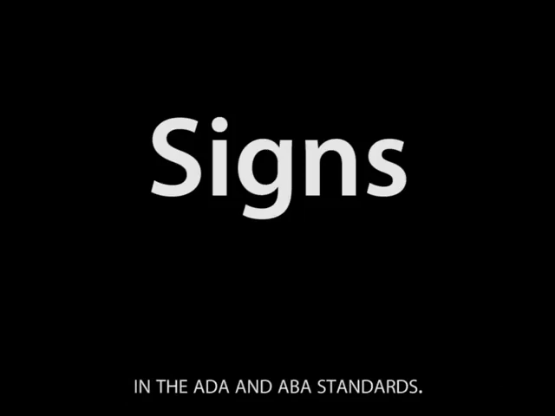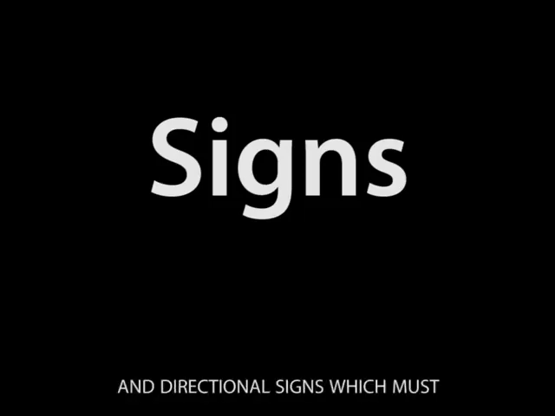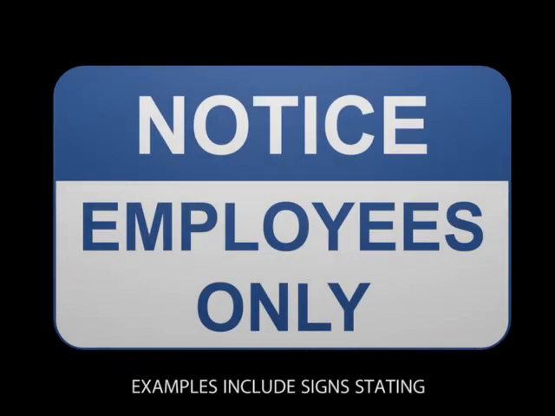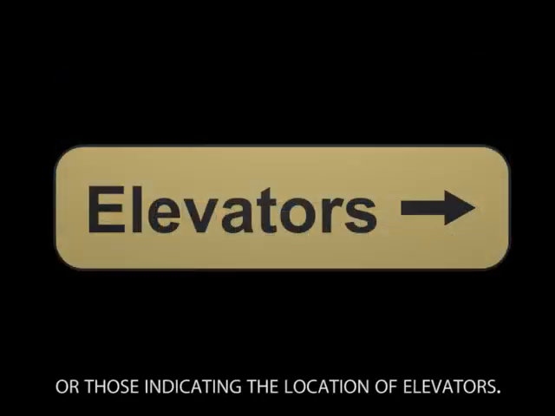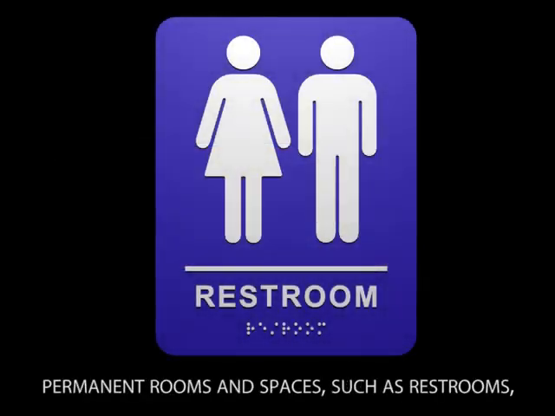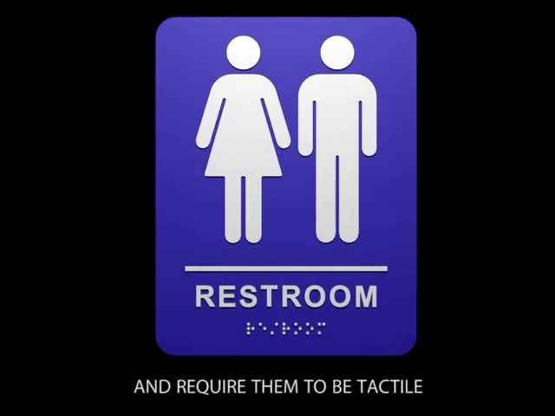This animation explains requirements for signs in the ADA and ABA standards. The standards cover informational signs and directional signs, which must meet requirements for visual legibility. Examples include signs stating "Notice, Employees Only," or those indicating the location of elevators. The standards also address signs that label permanent rooms and spaces, such as restrooms, and require them to be tactile as well as visually accessible.